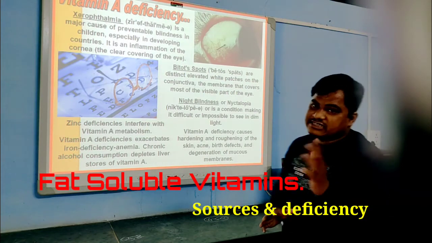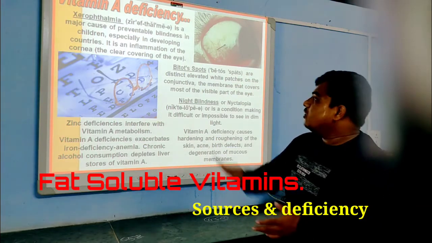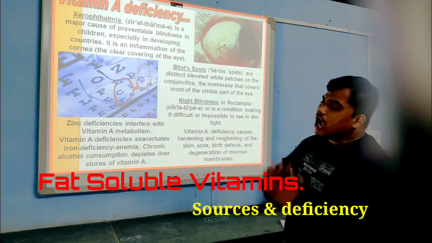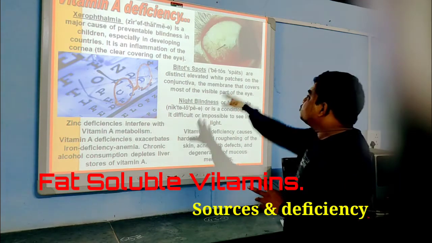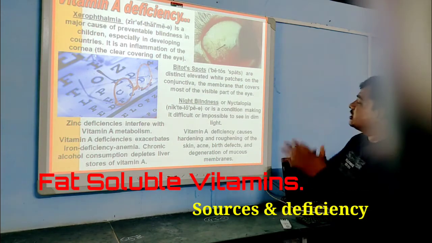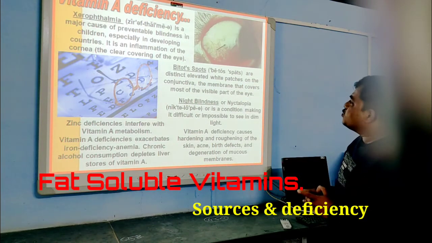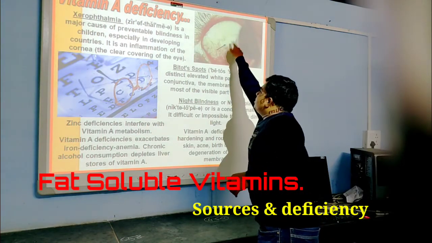So see here the xerophthalmia, that is a major cause of preventable blindness in children, especially in developing countries. It is an inflammation of the cornea, or the clear covering of the eye. You can see here the cornea, and the Bitot's spots are distinct elevated white patches on the conjunctiva, the membrane that covers most of the visible part of the eye. This type of spot is there.